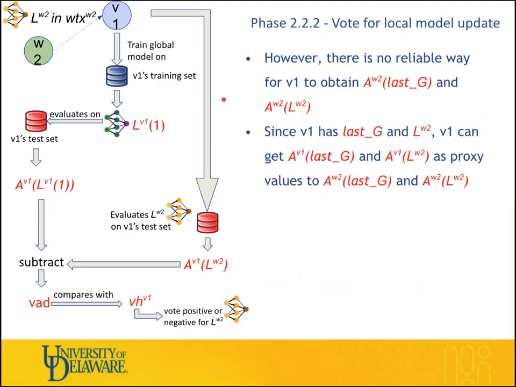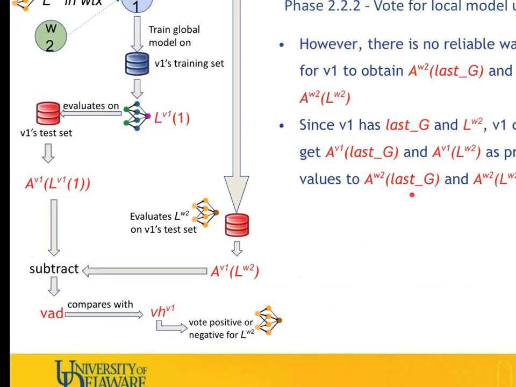But there's a workaround for that. As V1 has last G and LW2, V1 can evaluate both of them on the test set of V1 and get an AV1 last G and an AV1 LW2 as the proxy values of AW2 last G and AW2 LW2.